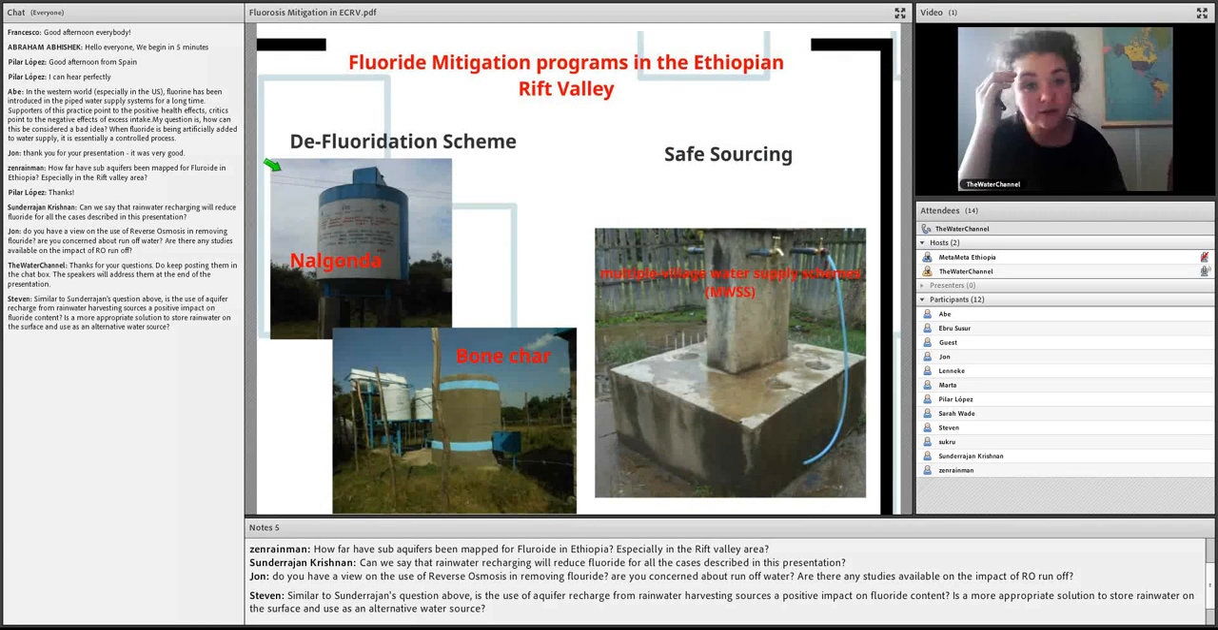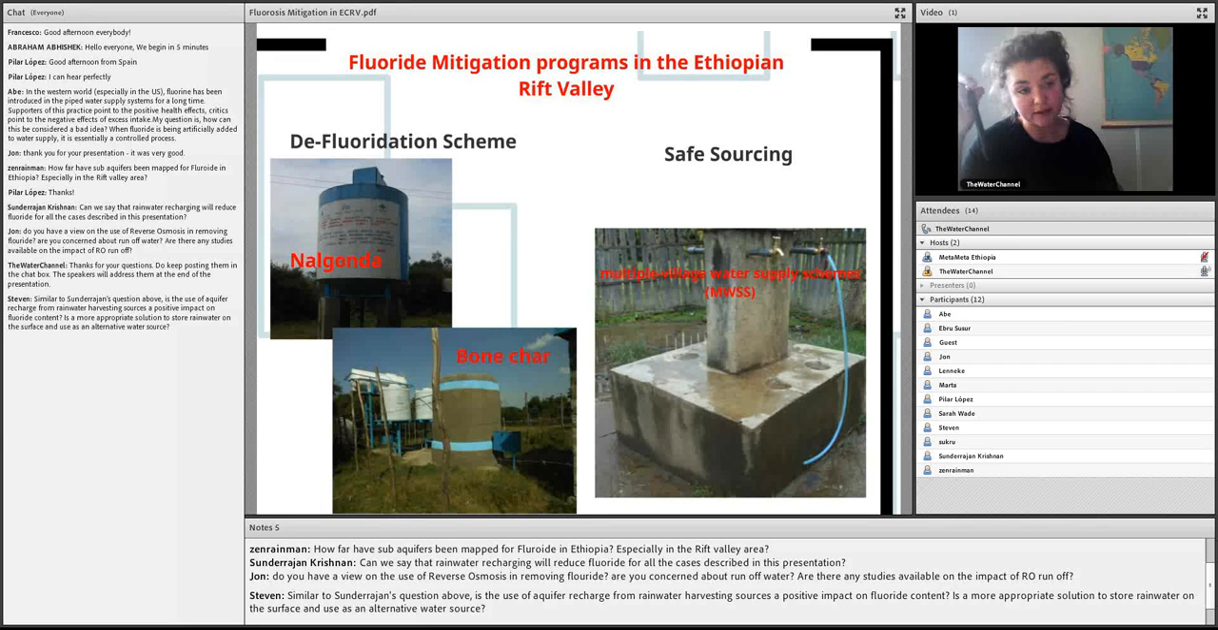So the two main fluoride mitigation programs implemented in the Rift Valley as the fluoridization scheme are the Nalgonda one and the other one is bone char. Nalgonda was designed by NEERI in India. NEERI is the National Environmental Engineering Research Institute, and the Nalgonda method uses aluminum sulfate based coagulation, flocculation and sedimentation processes, where the dosage is designed to ensure fluoride removal from the water.